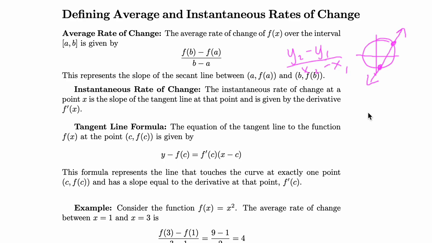Now, once we get to calculus, we're really interested in the instantaneous rate of change, or the rate of change at a specific point. So in order to find that, we have to take the derivative. That is going to give us the instantaneous rate of change, or the slope at a certain point. Now, how does all of this relate to the tangent line?